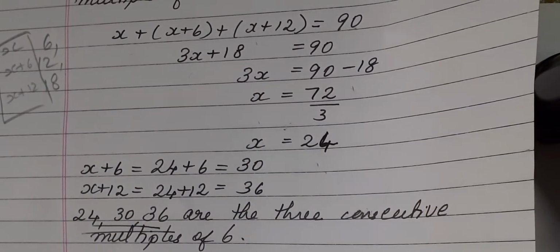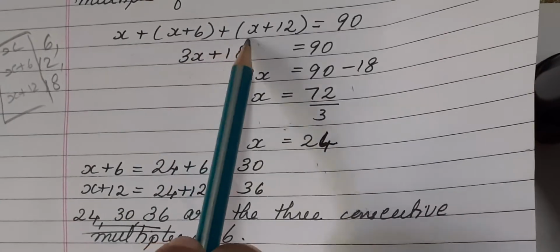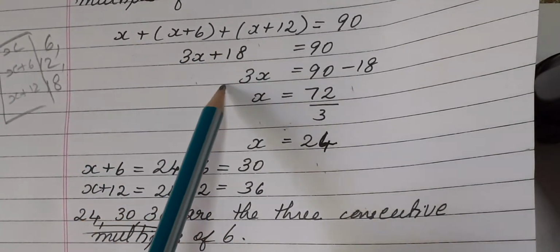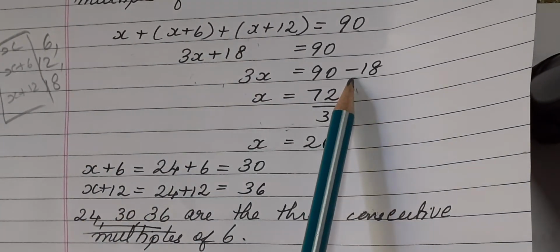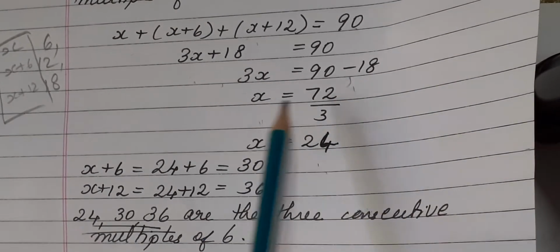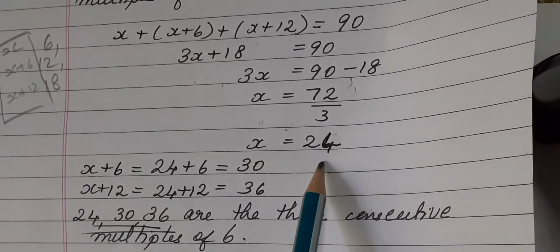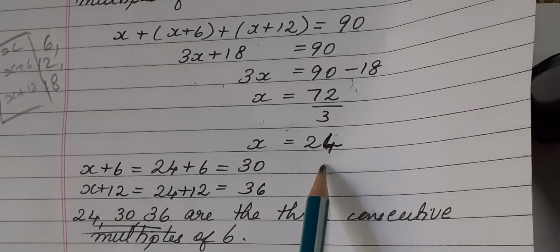Hope how to solve the equation is clear for all. x terms you have to add, constant terms add. So 3x you will get 90 minus 18. Then x is equal to 72 by 3. x is equal to 72 by 3. We will get that as 24.